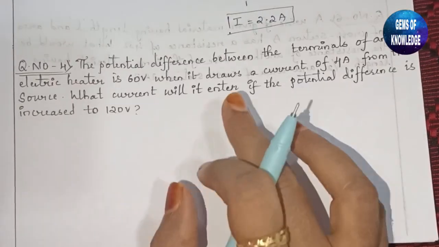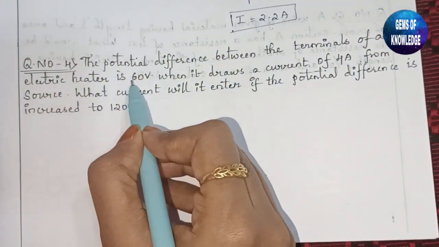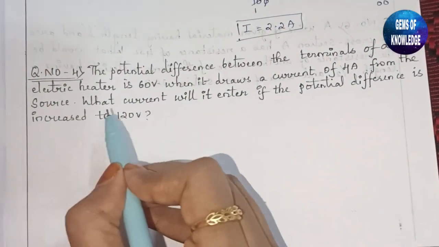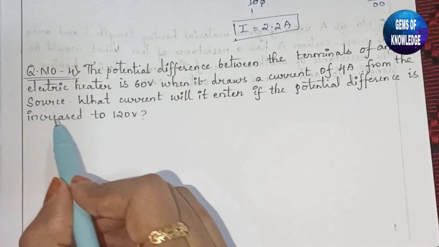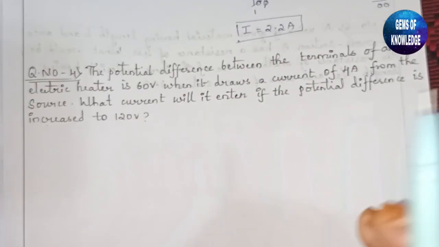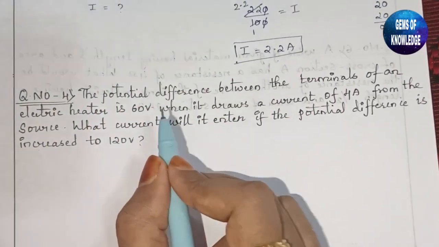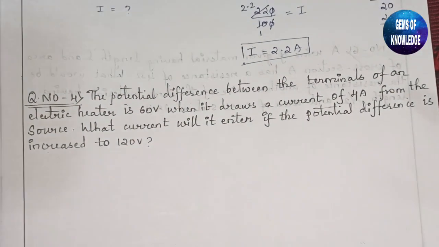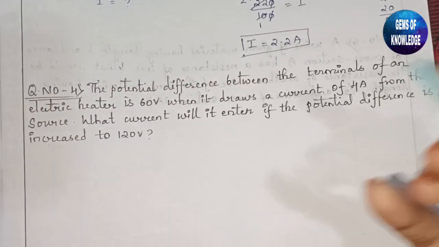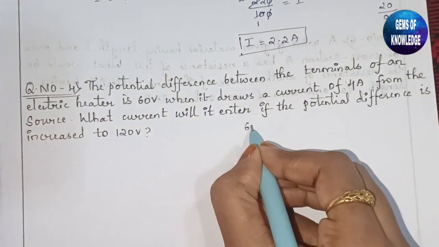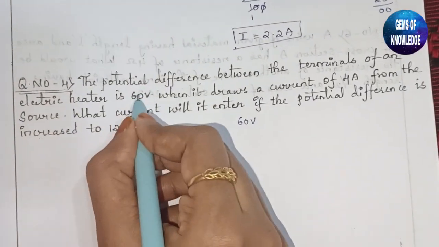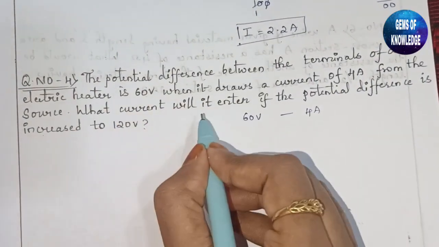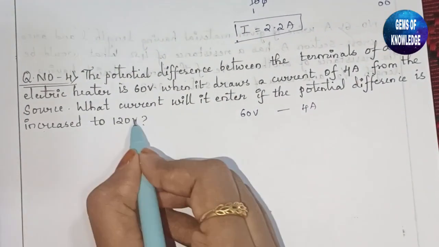The potential difference between the terminals of an electric heater is 60 volt when it draws a current of 4 ampere from the source. What current will it draw if the potential difference is increased to 120 volt? This is a common question which comes in multiple choice, where 4 options are given and you just have to pick the option. Using your brain, 60 volt is for 4 ampere, and they are asking what current it will get if it is increased to 120 volt.